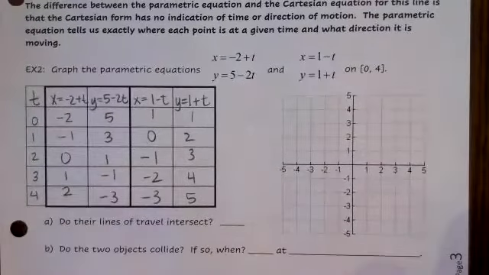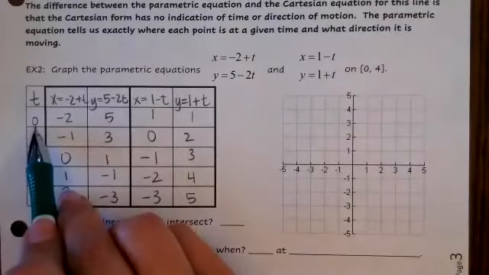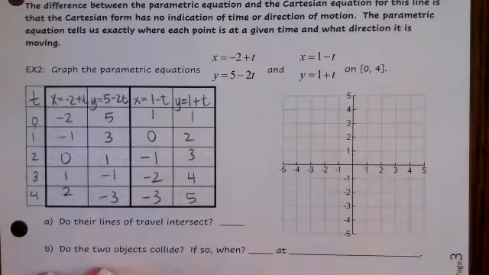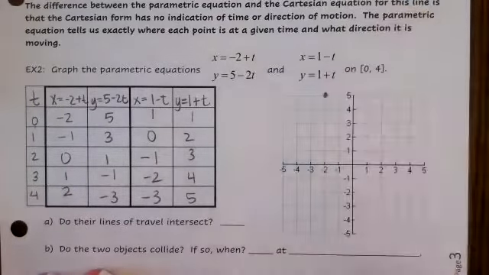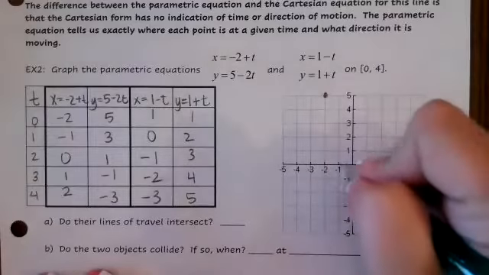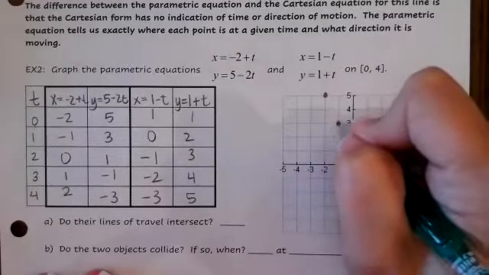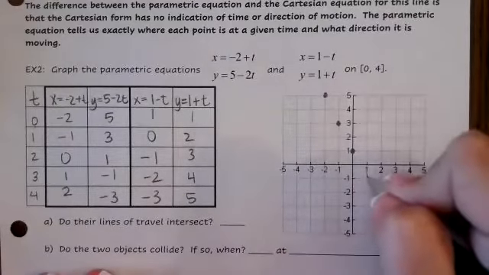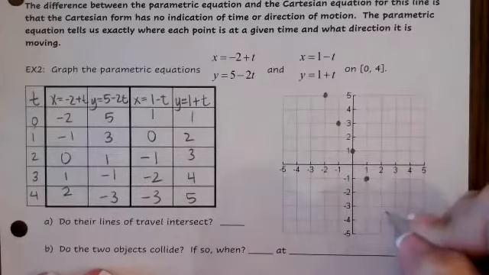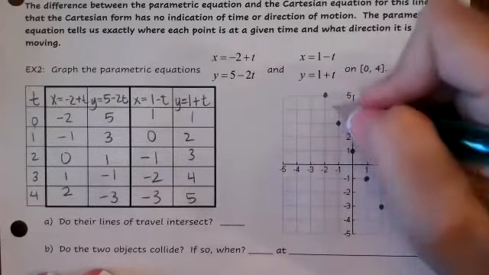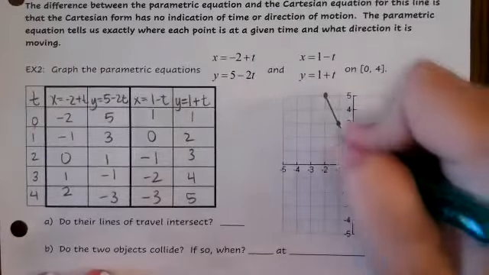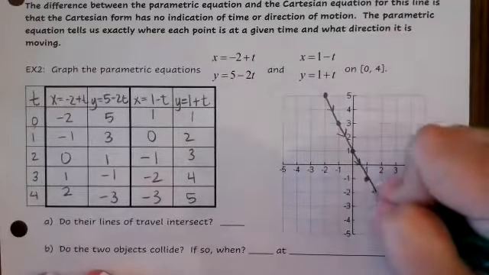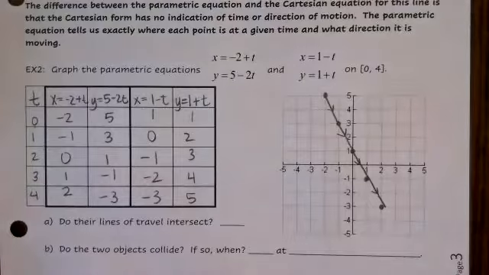Now we're ready to graph these. So again, I start when time is 0. So my first location is -2, 5. My next point is at -1, 3, 0, 1, 1, -1, and 2, -3. There's my first line. I'm going to go ahead and draw the other one with a different color just so you can see that one.